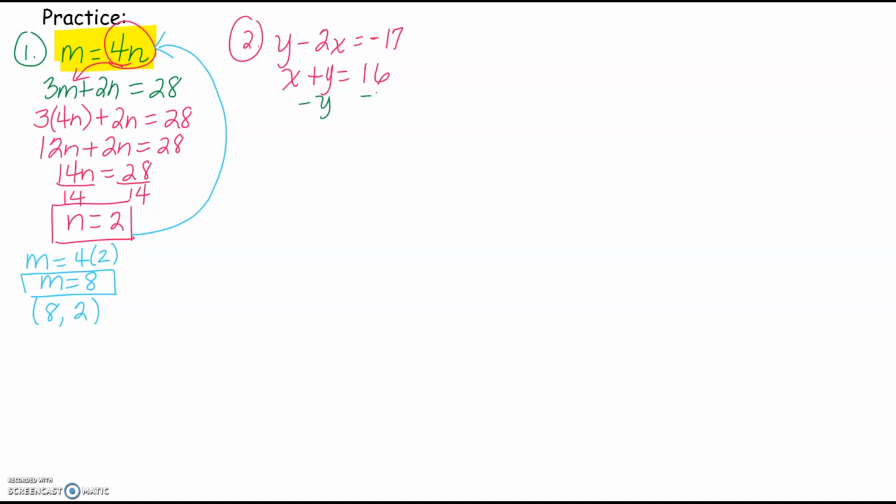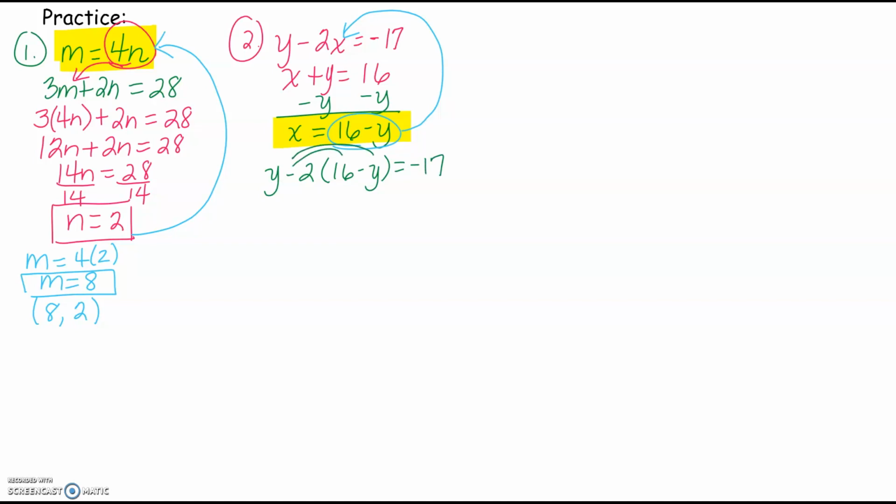So I'm going to subtract y from both sides. When I do, I get x equals 16 minus y. Now I have that equation solved in terms of x. I'm going to take what x equals, which is 16 minus y, and wherever there's an x in that other equation, I'm going to substitute. So this becomes y minus 2 times (16 minus y) equals negative 17. I'm going to share the negative 2 to both the 16 and the negative y. So I get y minus 32 plus 2y. Two negatives make a positive, equals negative 17.